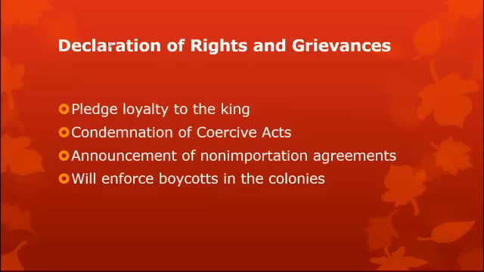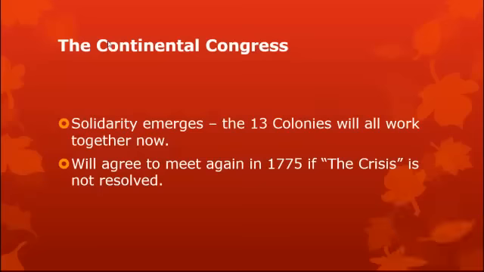And the First Continental Congress is actually seen as legitimate enough because it's an elected government. It's not a government yet, but it's an elected group of people to represent the colonies. They see it as legitimate. And so at the Continental Congress, solidarity emerges. All the 13 colonies are going to work together. They also agree that if the crisis that is going on in the colonies is not resolved, they would meet again in 1775, the following year.